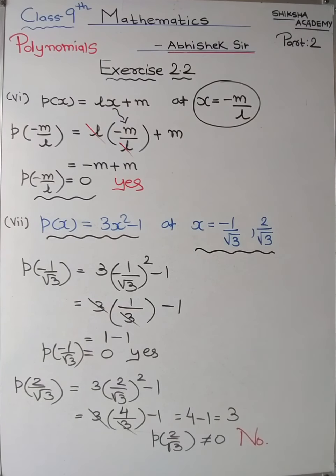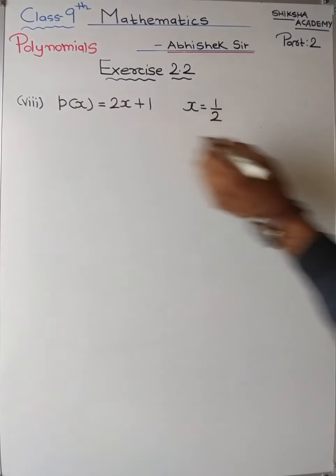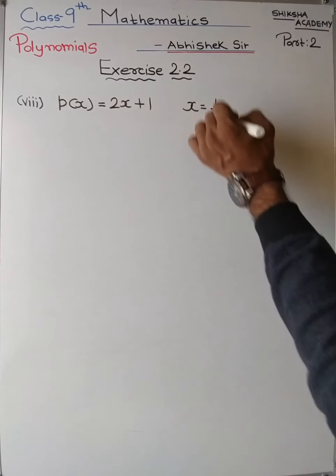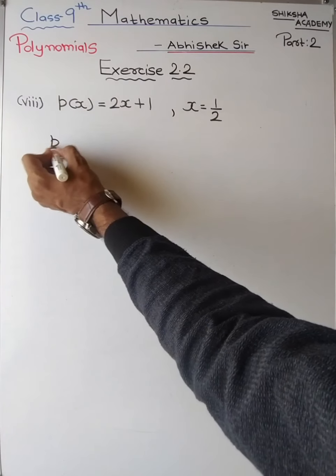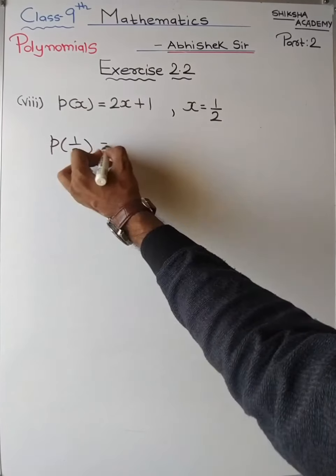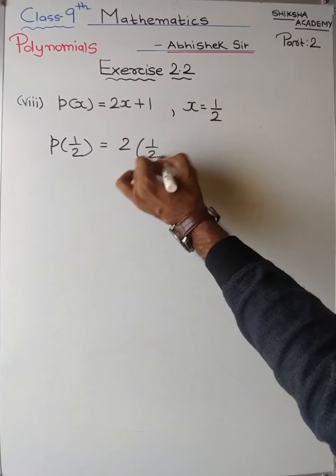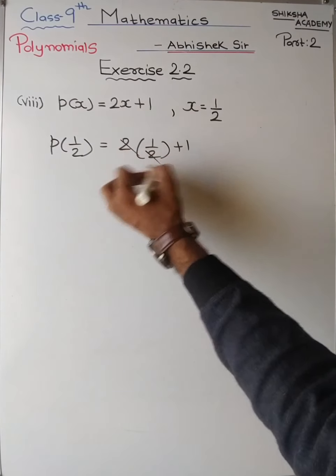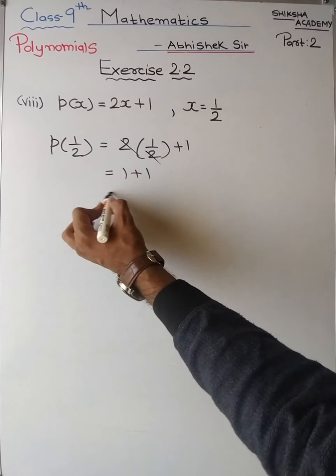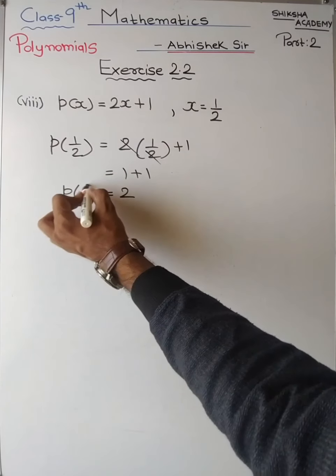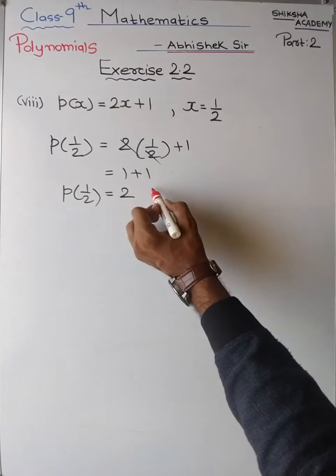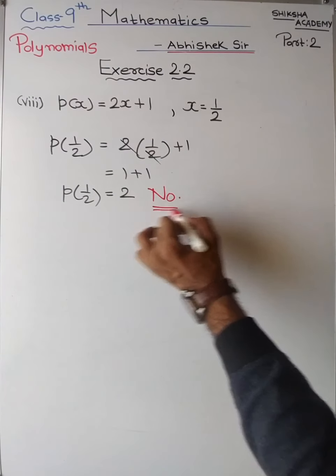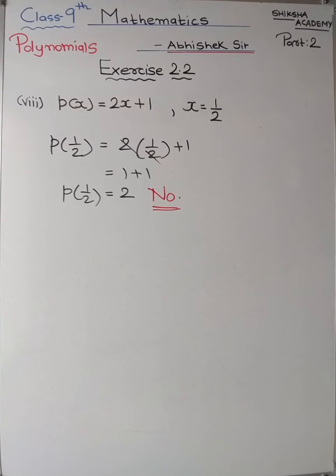Moving on to the last question. Now let us verify the last one, that is 2x plus 1, x equals 1 by 2, whether it is the 0 of this polynomial or not. So putting 1 by 2 in place of x, it will be 2 into 1 by 2 plus 1. 2 will be cancelled, but finally it will be 1 plus 1, 2. So we can see that if you put x equals 1 by 2, the value is not 0. So our answer is no, this is not the 0. So question 3 ends here.